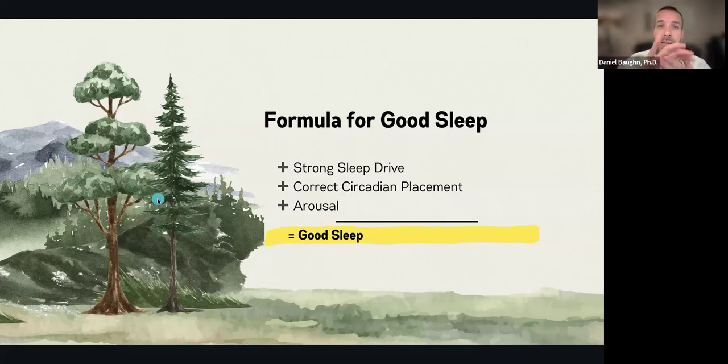And then we want to make sure that you have low arousal, which is, again, getting that mind to go into that calmer state, or that calmer place, if that makes sense. And the way that we can do that is definitely how we respond to different parts of sleep, and specifically how we respond to sleep difficulties.